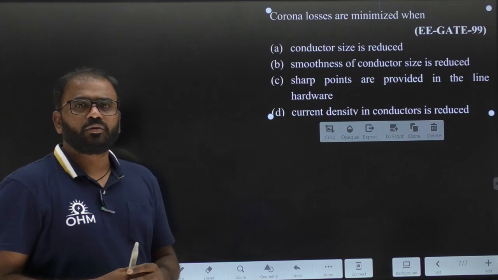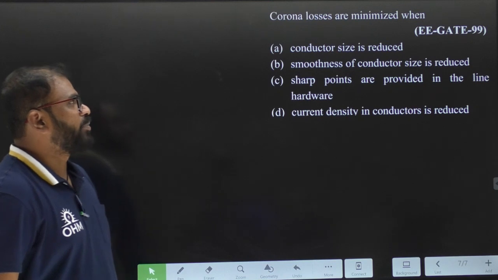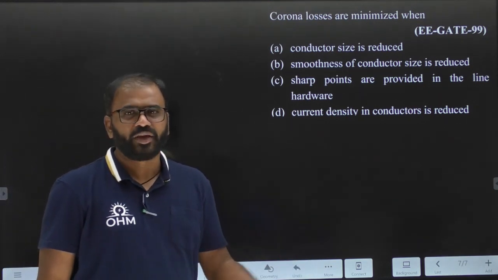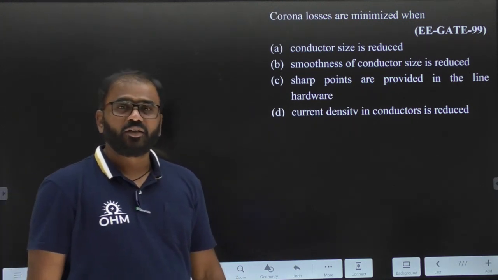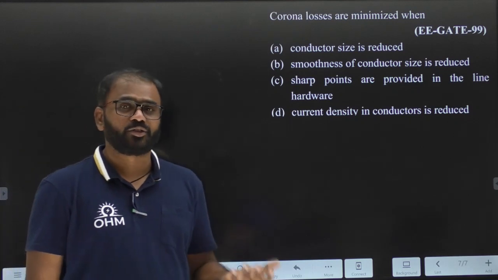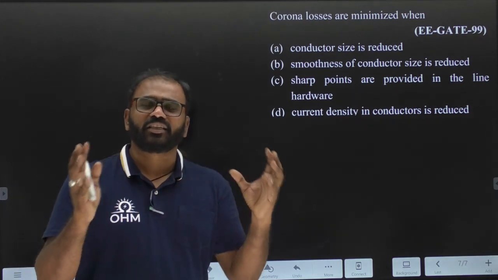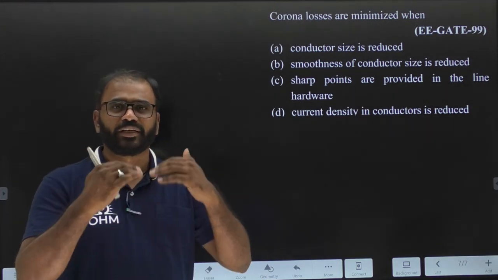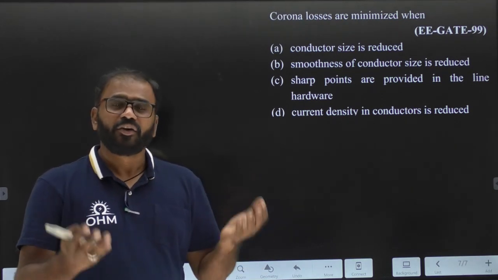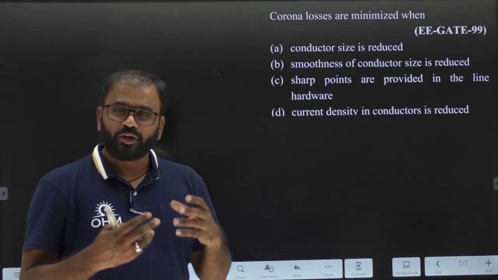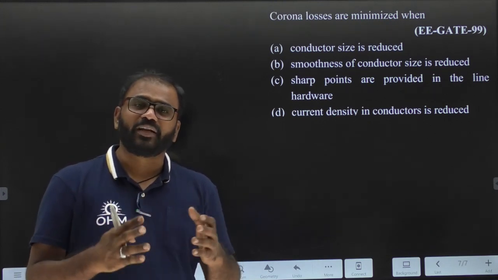This question is related to a topic called corona. It is clearly mentioned: corona losses decrease when what? Generally, corona losses depend on the size of the conductor and the smoothness of the conductor, and even current density indirectly affects the corona loss. If the size of the conductor increases, the gradient at the surface of the conductor will decrease, which results in less ionization of air, which results in reduced corona losses. Indirectly, if the gradient increases at the surface of the conductor, definitely corona loss will increase.